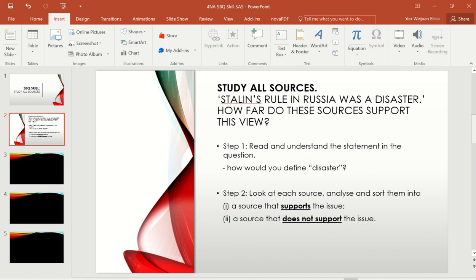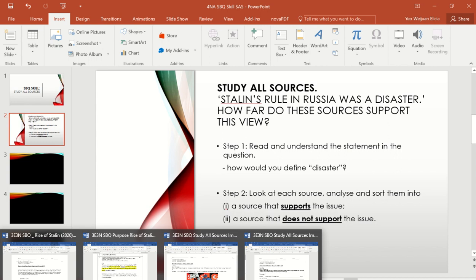It's a tragedy. Is it positive or negative disaster? Negative, right? Okay. So once we roughly have an idea in our mind that we are looking at whether or not Stalin's rule in Russia was a disaster, was it negative, we can go on to look at the sources. So study all sources means that all the 6 sources given to you, you will have to look at them individually, and that is what we're going to be doing today. So step 2, look at each source, analyze and sort them into sources that support the issue and sources that do not support the issue.